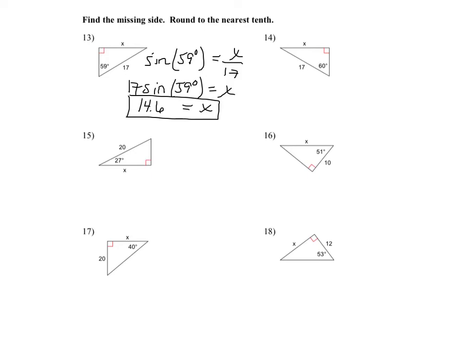Let's look at problem 15. If we're standing at the 27-degree angle, we are looking for the adjacent leg, and we know the hypotenuse. Adjacent, hypotenuse, that's cosine. So the cosine of 27 degrees equals x over 20. And we'll again bring the 20 over as a multiplier. And when we solve for x on our calculator, the result is 17.8.